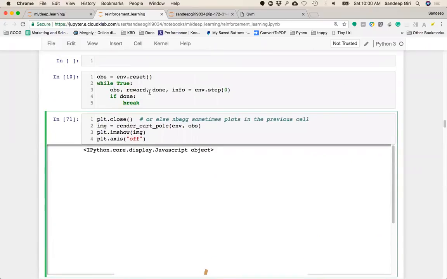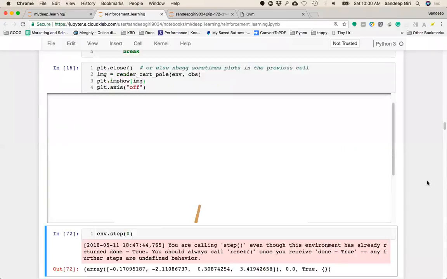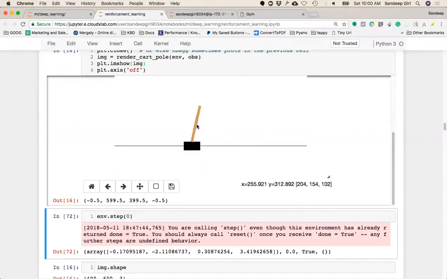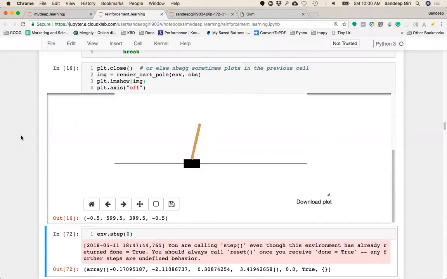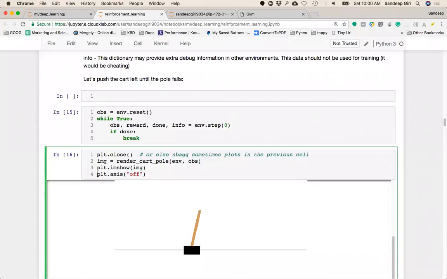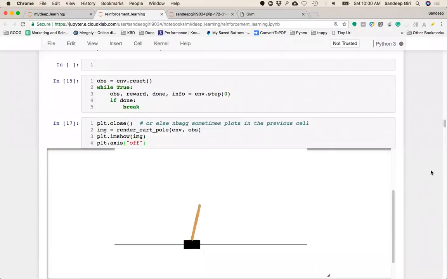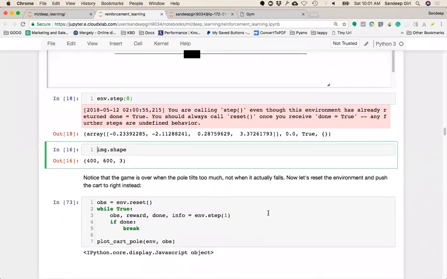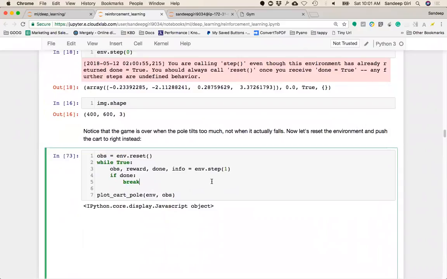So here, let's say I run the environment from the beginning and keep on taking the step to the left. This is what will happen. After a while, when it reaches a certain angle, it stops and says done, because there's no way to recover from it. So when we ask for one more step, it returns true. If you run it again, it returns true because it is already done. That's about it. The game is over when the pole tilts too much, not when it actually falls.